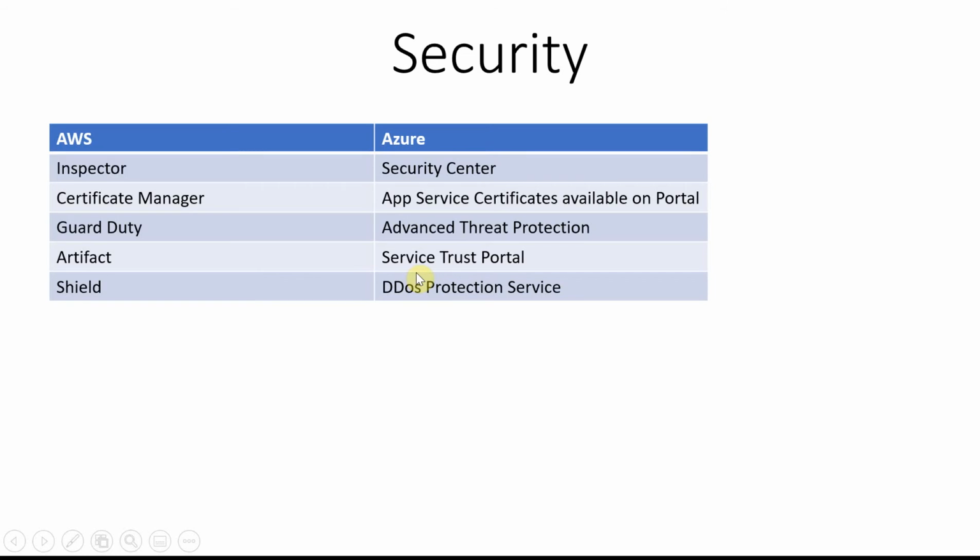Then this is more about the Service Trust Portal. It's more about consolidating all your artifacts in one place, so that it's easy to manage. Your organization will have a lot of artifacts, and it will have its own hierarchy of who can manage what. All those things you can put in one place so that it is easy to manage all your artifacts. That is the equivalent of Artifact here and the Service Trust Portal here.